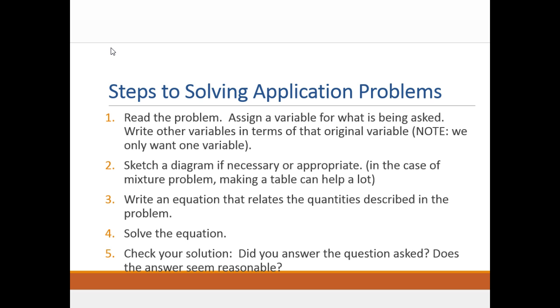If we're solving for quarters and we're also given dimes, we may have to let x be quarters and then let something else be dimes. But we need to define it in terms of x because our goal here is not to use multiple variables but to use a single variable. Maybe we want to sketch a diagram. In the case of mixture problems, which we're doing in this section, a table usually helps. We want to write an equation that relates the quantities described in the problem. Then we want to solve the equation and check your solution. Make sure, number one, you answer the question that's asked. Sometimes we'll be on the right track, but we won't have answered the appropriate question. Number two, does your answer make sense based on what's asked?